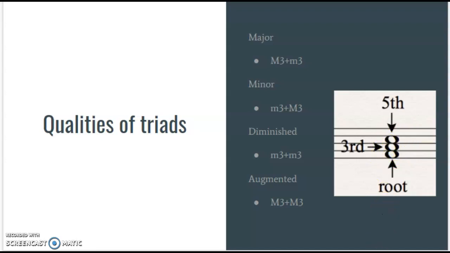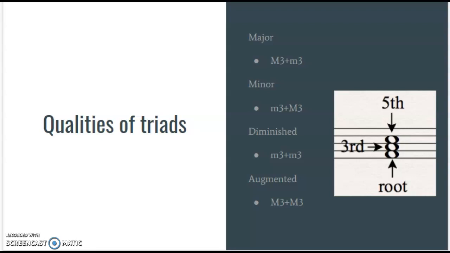A minor triad is built out of a minor third on the bottom and a major third on top. A diminished triad is a minor triad that is just a little bit smaller. So diminished means smaller, essentially. So a diminished triad is a minor third plus a minor third on top.